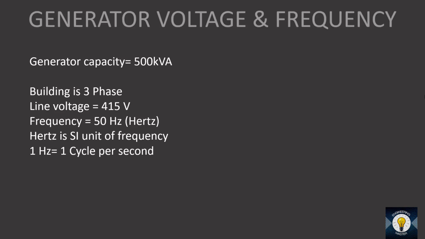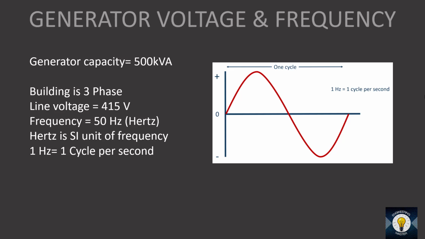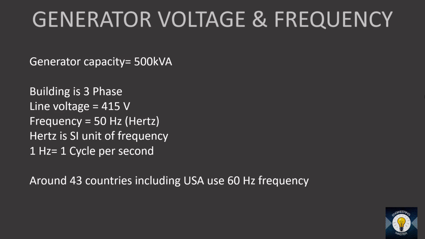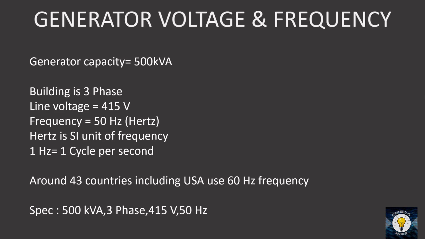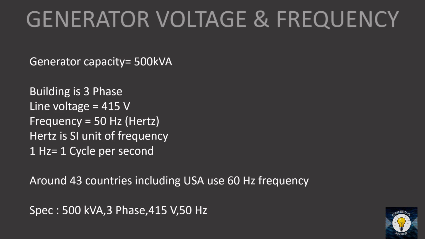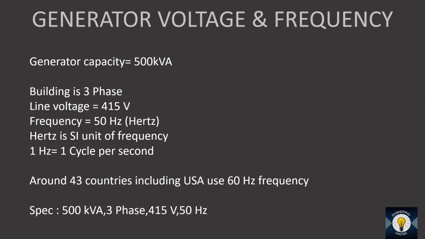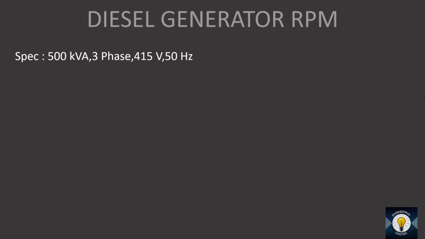1 Hertz means 1 cycle per second. You can imagine the sine wave, right? So 1 sine wave completion is 1 cycle. 1 cycle per second is 1 Hertz. Around 43 countries in the world are using 60 Hz as frequency, including the United States of America. But India and other countries are using 50 Hz as their frequency. My frequency is 50 Hz only. So our specification will be 500 kVA, 3-phase, 415 volt, 50 Hz. In this way, step by step, we are elaborating our design and specification.